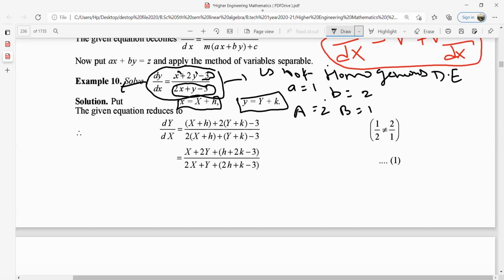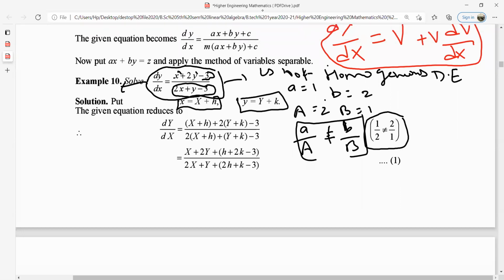After that, this condition you have to check small a upon capital A is not equal to small b upon capital B. So if you put here the value of small a, small b, you can find this. So that's mean we have to proceed this manner. Small x equal to capital X plus h, small y equal to capital Y plus k. After that, differentiate this function and differentiate this function also. So we get here directly, I'm directly write down here capital dy by capital dx equal to small dy by dx.